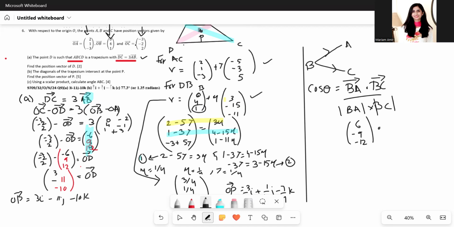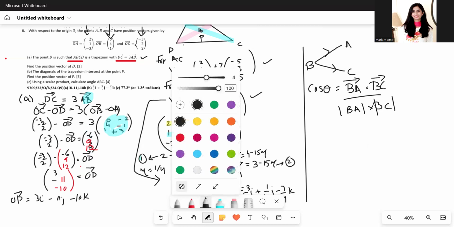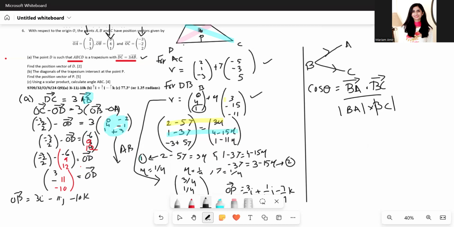No, hold on, that's not BA, that's a mistake. BA is here before we multiplied 3 with it. So that's a -2. Let me write that here. So in fact, this is AB. AB was -2 and a 3 and a 4. And we need BA, so we're going to flip the signs and write 2, -3 and -4 with the changed signs. Okay, dot.